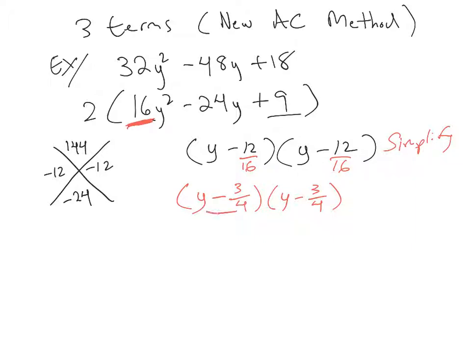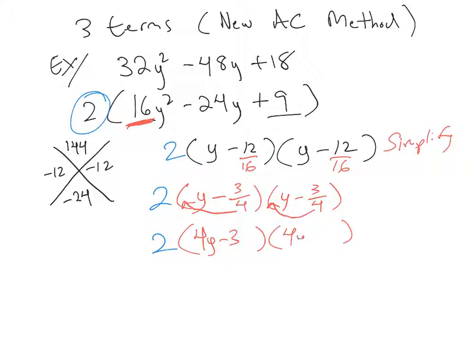All right. I cannot simplify any further, so where are those 4s going? To the front. All right. What do we need to bring down? The 2. Don't forget this 2. Bam. All right. So now that the 2 has joined us, what's left in parentheses? 4y minus 3. 4y minus 3.